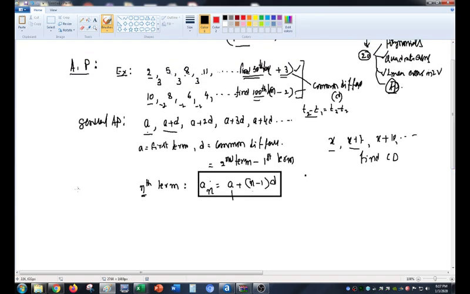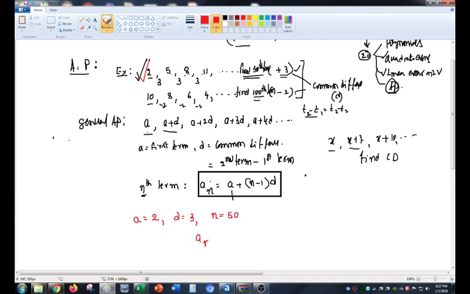Now, let us find out the example. I am doing example 2. So then, what is a here? a is 2. And what is the common difference? 3. And which term do we have to find out? The 50th term. So that means n is equal to 50.